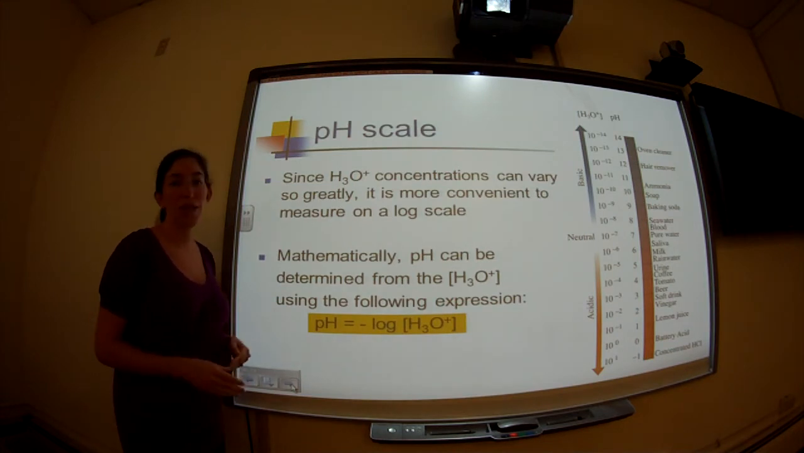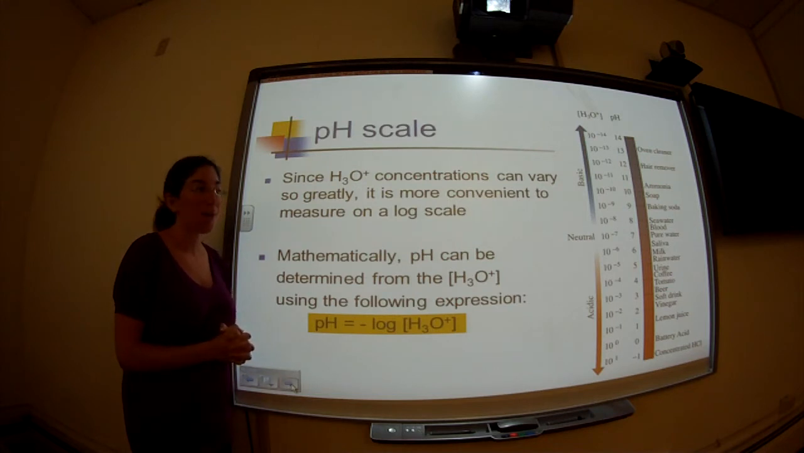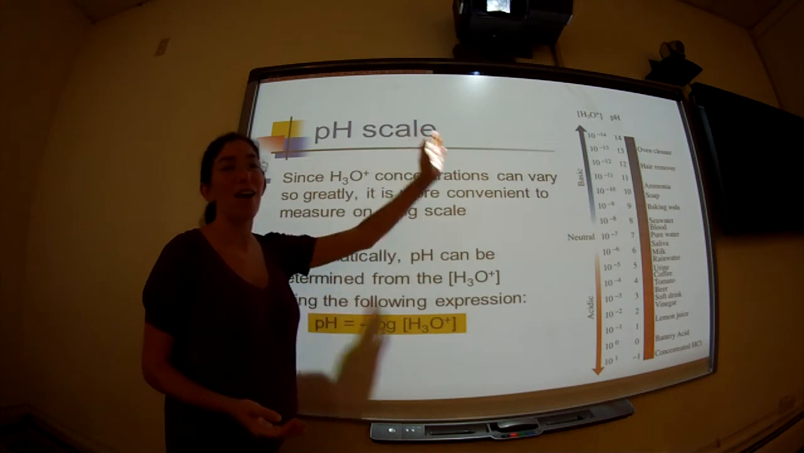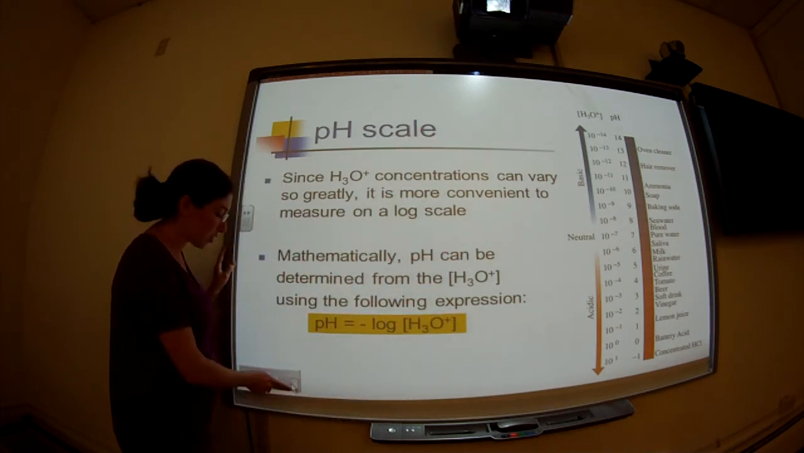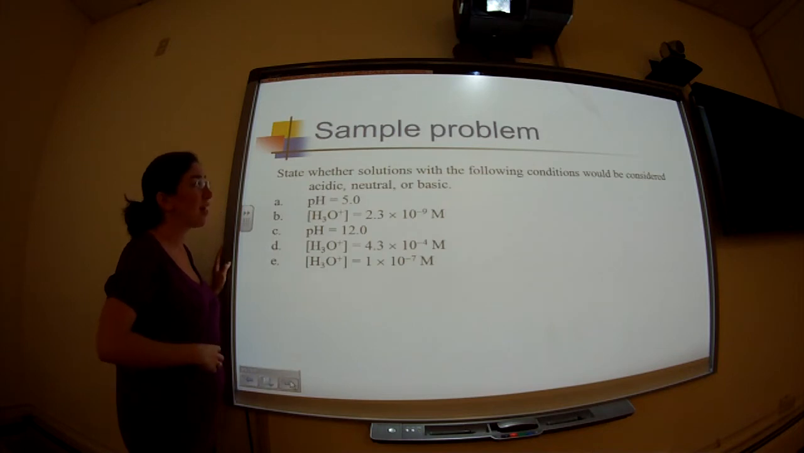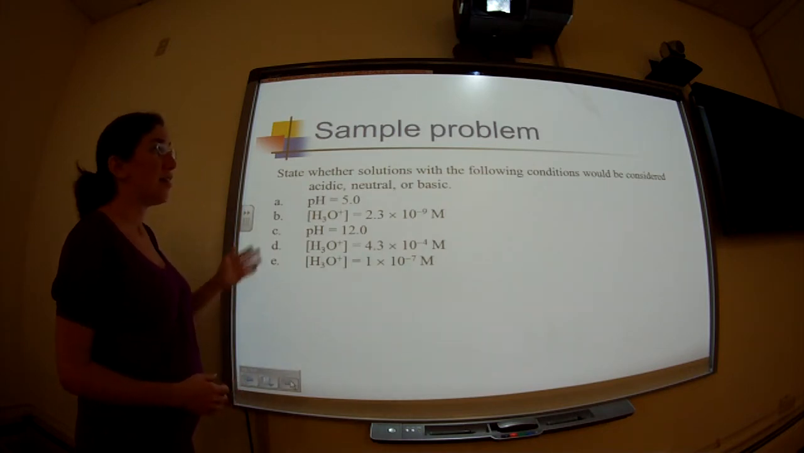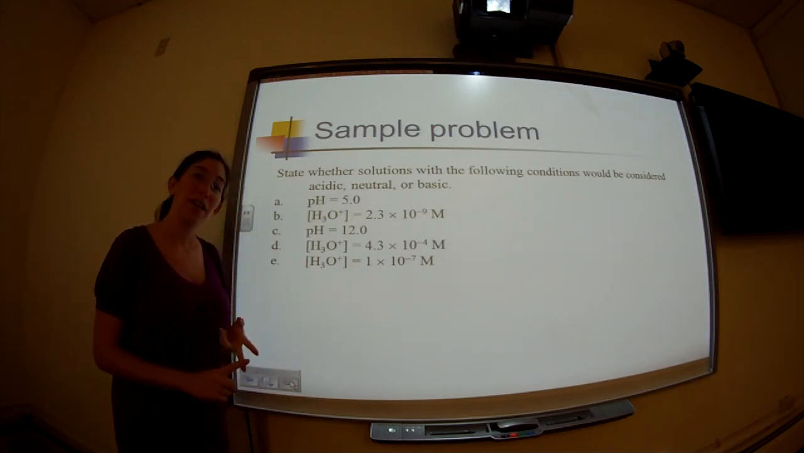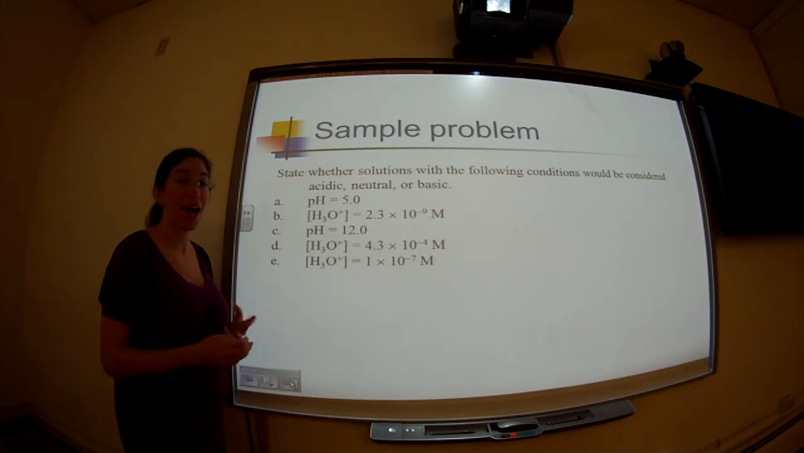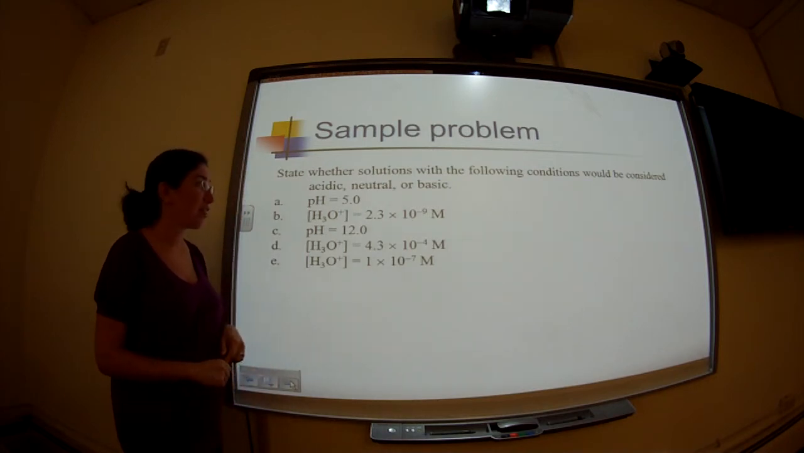But essentially, the pH scale is just an easier way to look at things than the concentration of the hydronium ions. We've just done a little conversion. So let's look at these and determine whether or not these solutions would be considered acidic, basic, or neutral based on either their pH or their hydronium ion concentration, okay?